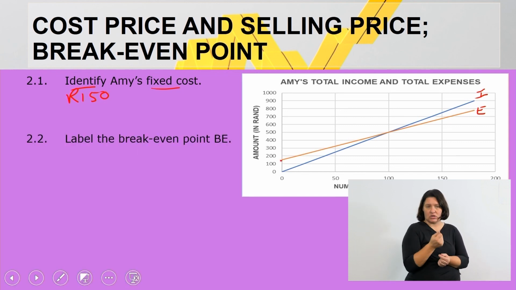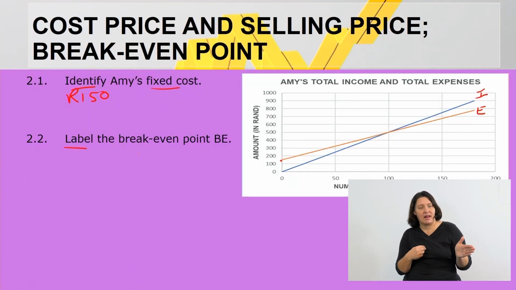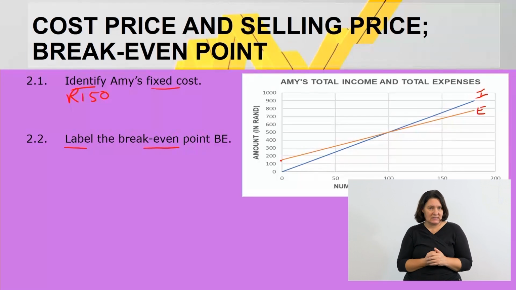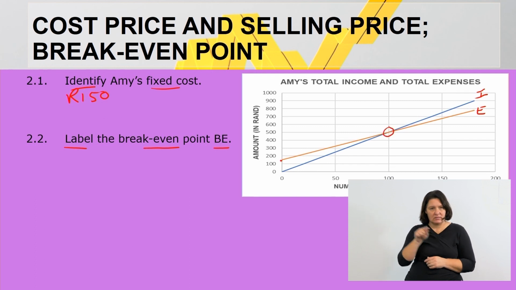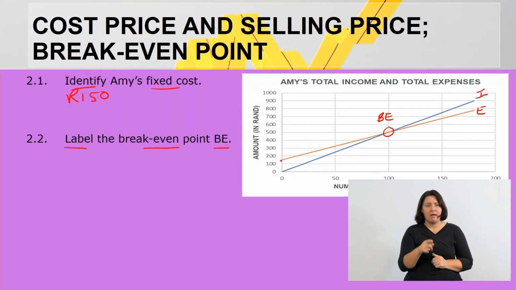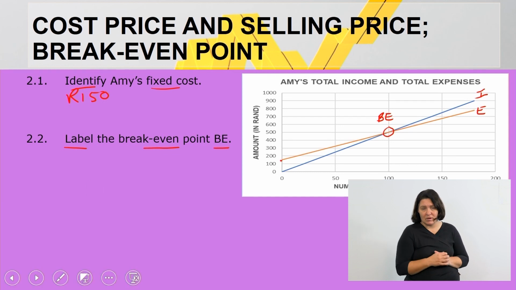Okay, so let's look at question number 2.2. It says label the break-even point, and this time we should call it BE. Looking at the graph, this is our break-even point here, and I should label it as BE. Remember, as simple as it may seem, this will count 2 marks. In Maths Lit, we don't have any sum that counts 1 mark.